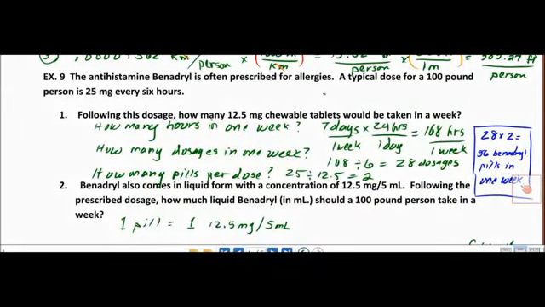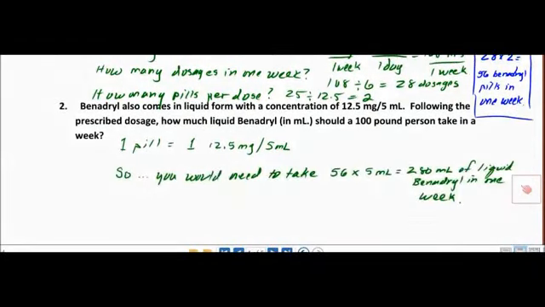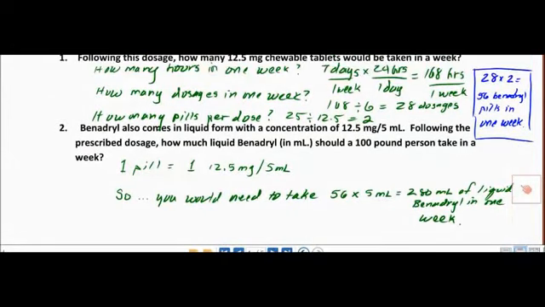Well, earlier we found that we'd have to take 56 Benadryl pills in 1 week. Each of those pills is 12.5 milligrams. So 1 pill is equal to the 12.5 milligram per 5 milliliter concentration. So to figure that out, I just need to multiply the 56 pills times the 5 milliliters, which is the equivalent of 1 pill, to get 280 milliliters of liquid Benadryl in 1 week.